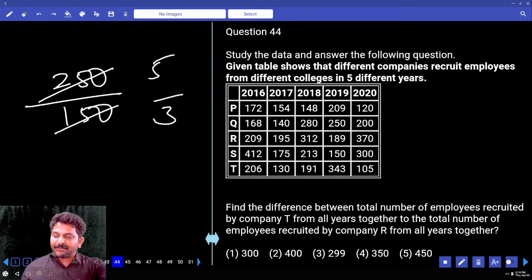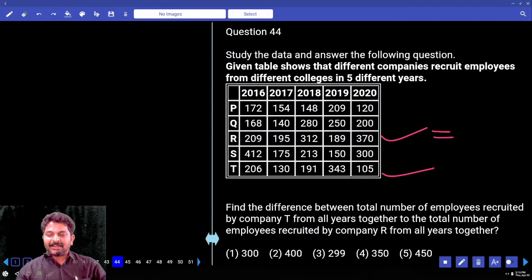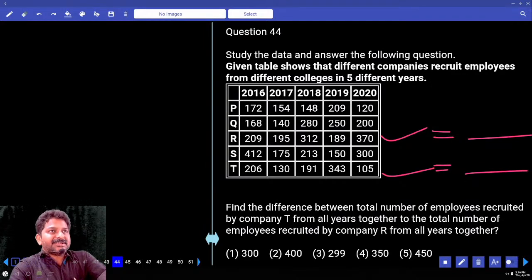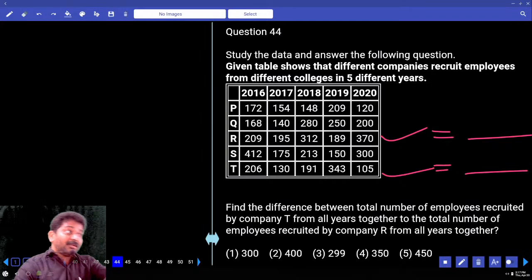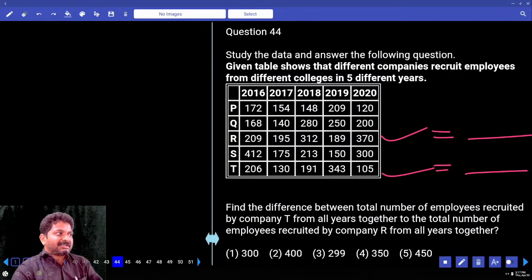Find the difference between the total number of employees recruited by T from all the years together and the number recruited by R from all the years together. T and then R. This is what we want, correct? I don't want to add all the values in R to get one number, or add all the T values. Can we verify the last digit? No. At least the last 2 digits? No. 2 options end with 2 zeros and 2 options end with 50. So not possible. At the same time, I don't want to complicate my answer by adding all the values.